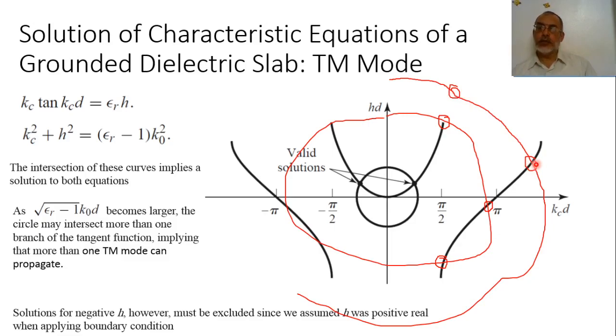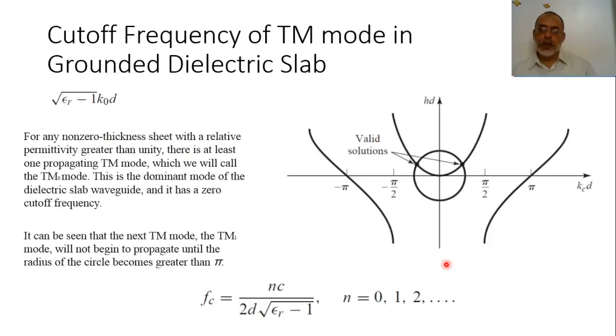This means that by increasing the frequency, we will have more than one propagating transverse magnetic mode. And for all the propagating transverse magnetic modes, the value of h must be positive. If h is negative, this is an improper mode, which is not suitable because it does not satisfy the radiation boundary conditions. Is that what I'm saying here?